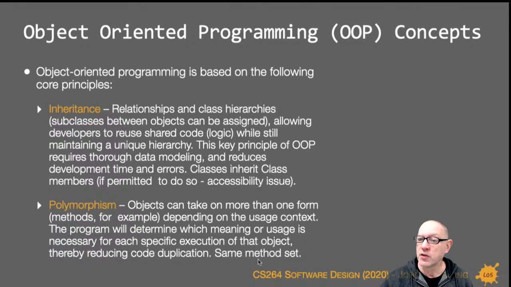So the final two really are inheritance and polymorphism. So the relationships and class hierarchies, in other words, that's what inheritance is all about. So in other words, you have subclasses between objects. What this does is allow developers to reuse shared code or logic while still maintaining this unique hierarchy. And that's a key principle of object-oriented programming, OOP. And it requires thorough data modeling.